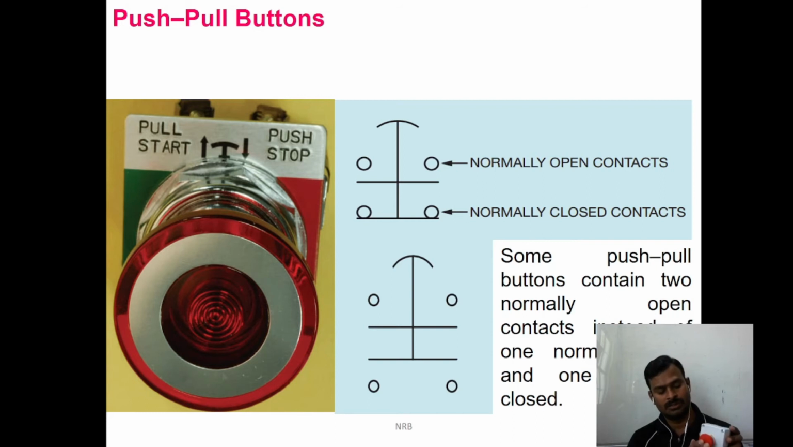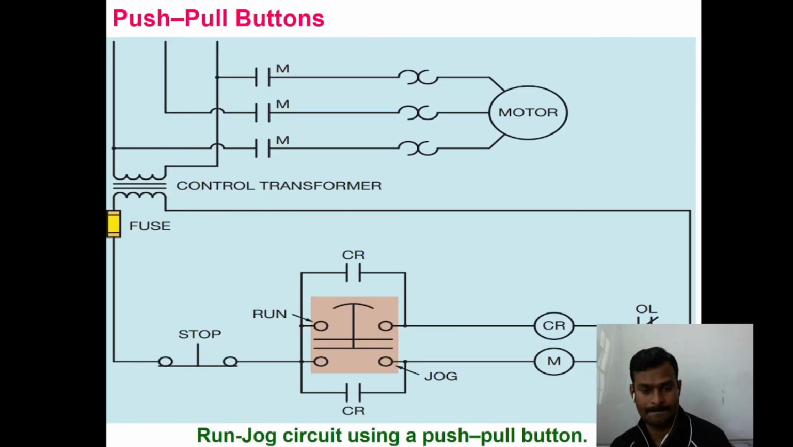Push to emergency stop, or push to stop, and pull, a little twist and pull, to turn on the machine. So this is a push pull type switch. Here it is shown how the push pull type buttons are used.